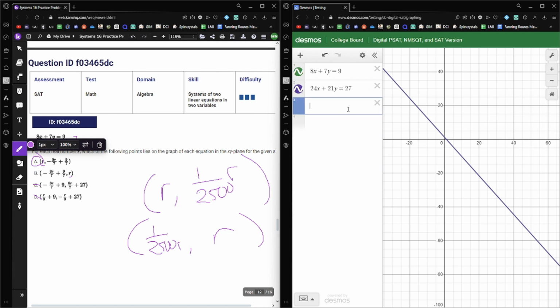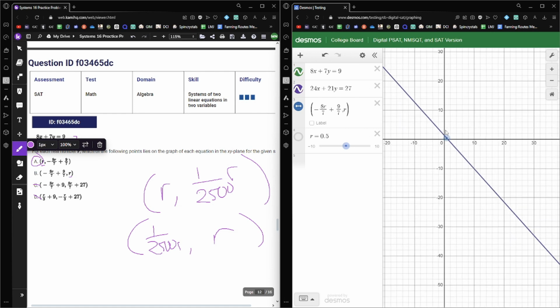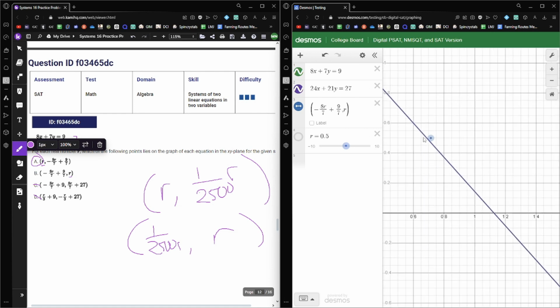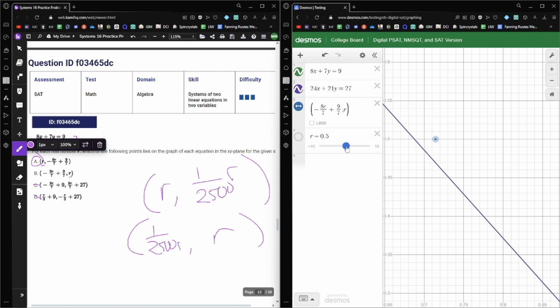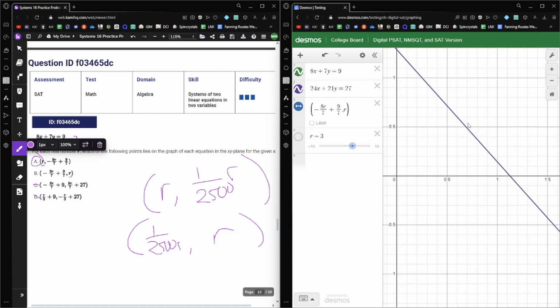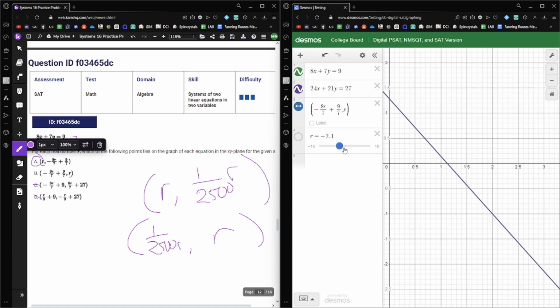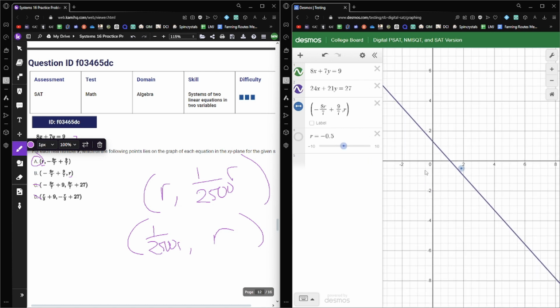Negative 8r over 7 plus 9 over 7 comma r. Add that slider, and I'm gonna zoom in a lot, and you can notice that it's actually barely off. Wow, okay, so for these types of questions, be careful, alright? Because it looks like it's on the line, but it's barely off. Oh, well, actually, if you keep adding it up, then it goes way off the line. So here it actually looks like it's on the line, but if you keep sliding up and down, it gets a lot farther. I'll keep that R there so I don't have to keep typing R again.